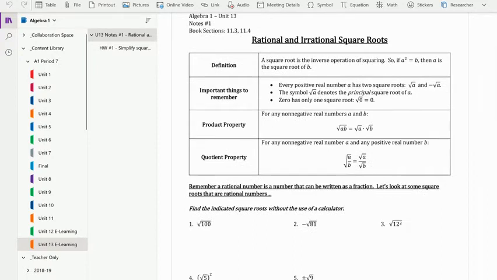Okay, so a couple quick definitions that are out there. A square root is the inverse operation of squaring, basically. So if I'm doing a squared equals b, then I can take the square root of each side, and a would have to be the square root of b, right? Those two things are inverse operations. Important things to remember about square roots.